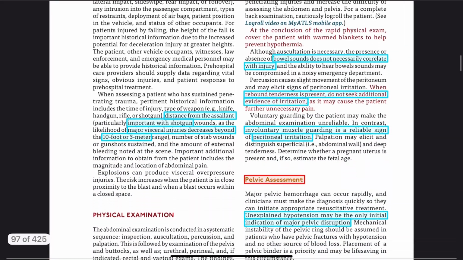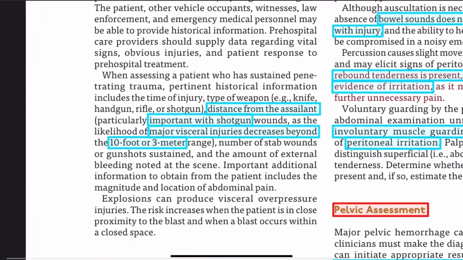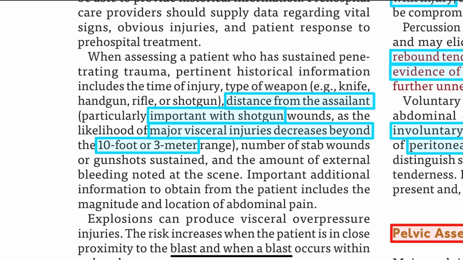In history there is one important point: the distance of the assailant from the victim is important in a shotgun injury. If the distance is more than 10 feet or 3 meters, there is less chance of major visceral injury in gunshot injury. So remember, 10 feet or 3 meters.